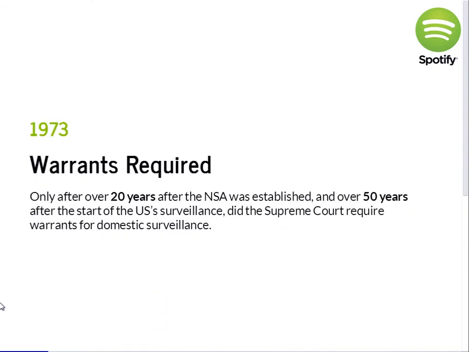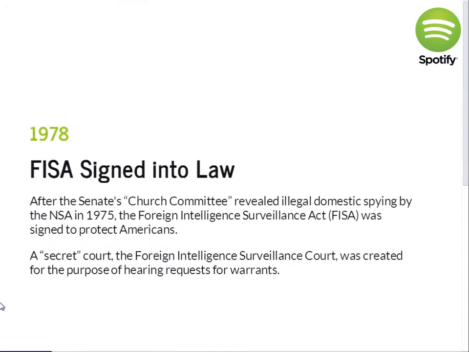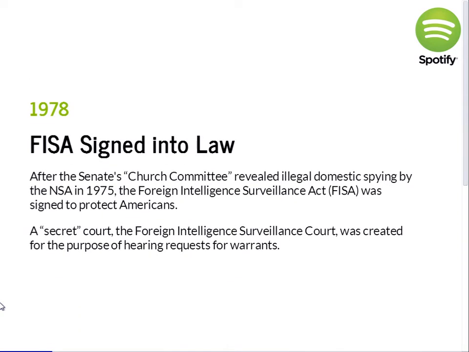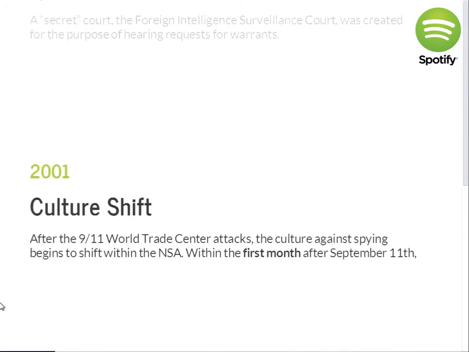Over 20 years after the NSA was formally established and after 50 years of U.S. surveillance, the Supreme Court finally required warrants for domestic surveillance. In 1978, the Senate's Church Committee revealed illegal domestic spying by the NSA, with the Foreign Intelligence Surveillance Act being signed into law. There's also the secret court that was established, the Foreign Intelligence Surveillance Court, created for the purpose of hearing those warrant requests that were required.